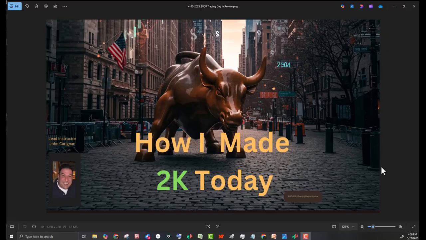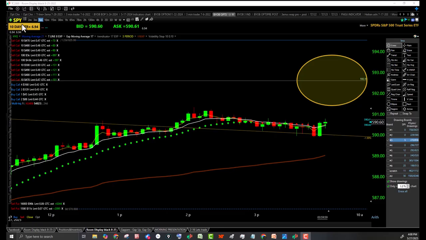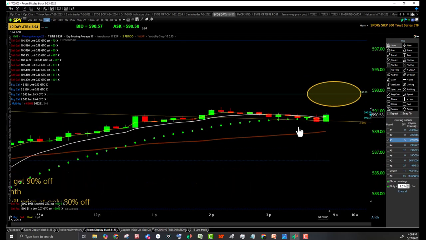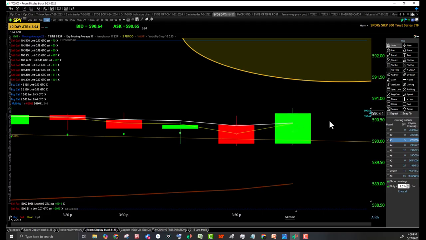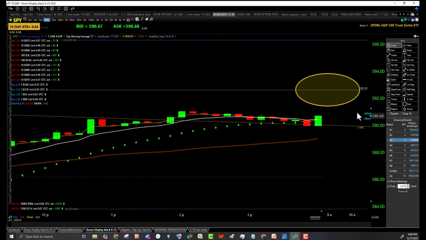Let's go take a look at some charts today. We've got the 10-minute on the SPY, and we've got a 10-minute cross coming into the close. The target was 592.59. Didn't quite make it there. We got close. Looking like they're probably going to hit it in the aftermarket.